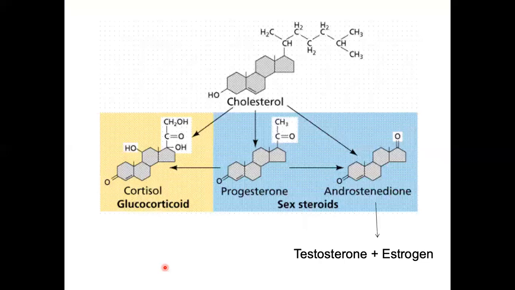Here's a picture of cholesterol. It's a four fused ring component with a hydrocarbon chain, and you can use it to make progesterone, androstenedione, which ultimately becomes testosterone and estrogen. So you use cholesterol to make up your steroids. Steroid is a category, and that could be steroid hormones a lot of the time.